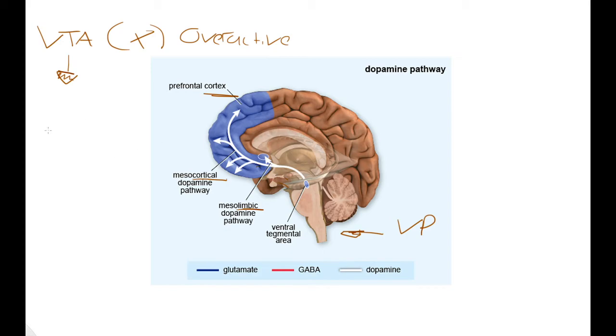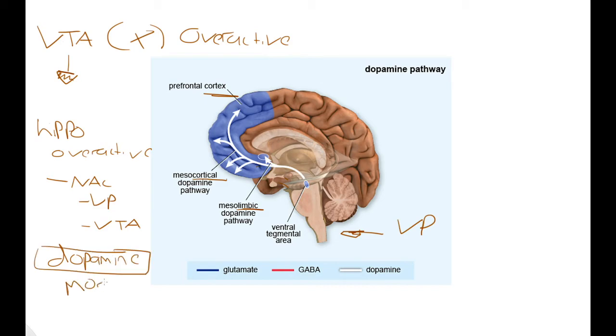Because right back to the activity of the hippocampus, and that is overactive or hyperactive, that leads through to the nucleus accumbens, to the ventral pallidum, and then now to the ventral tegmental area. And because the ventral tegmental area is overactive, it's sending more dopamine. So there's more dopamine available because it is not being inhibited by the ventral pallidum.